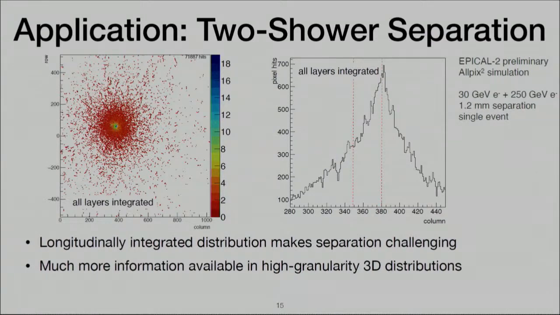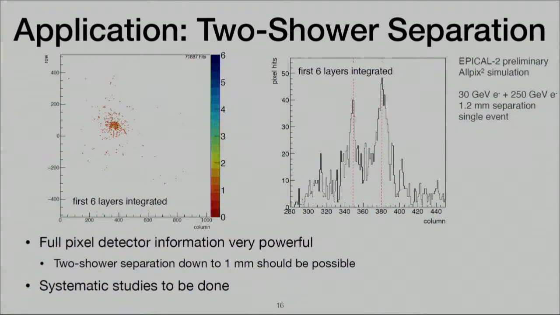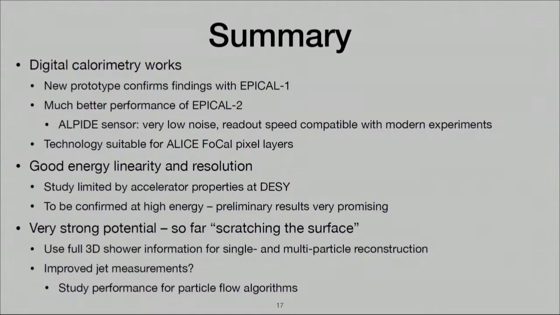But if you, for example, look at the projection, the two dashed lines are the impact points on the calorimeter of the two particles. You see the high energy shower. You don't see the low energy shower. Now you do a very simple thing. You just look only at the first six layers in the calorimeter. The other layers were fully integrated, and this is again the integrated event display. But here, in the projection of these first six layers, you very nicely see two strong peaks. And this is 1.2 millimeters, so 1 millimeter separation is clearly possible. Maybe we can go down to a few tenths of a millimeter. So there is really where the potential is. This is simulation only for the time being. So let me summarize.